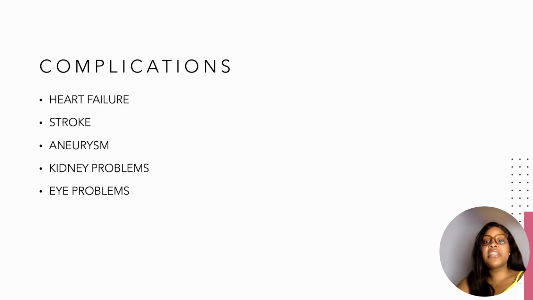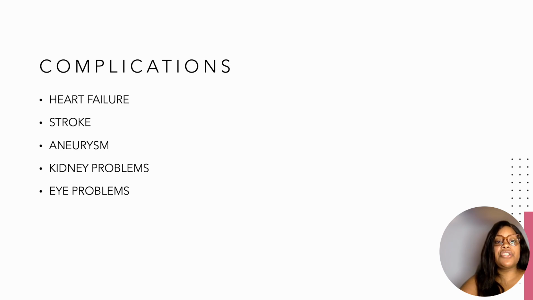Stroke. Hypertension increases the risk of stroke, whether it's an ischemic stroke caused by blood clots or a hemorrhagic stroke caused by bleeding in the brain. So it increases the risk for both types of strokes by damaging the blood vessels and increasing the likelihood of blockages.